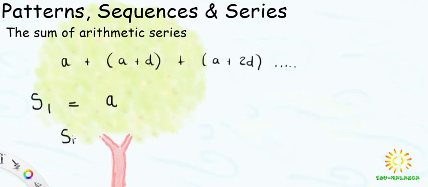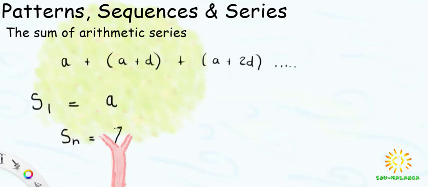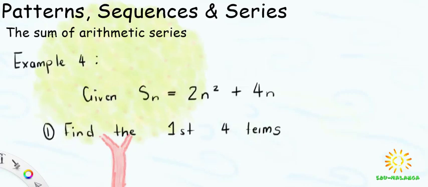You have Sn is equal to, we'll just rewrite it on the page, 2n squared plus 4n. So if you do S1 for this series, you're going to have 2 times 1 squared plus 4 times 1. And that's equal to, 1 squared is equal to 1, so you have 2 plus 4 times 1 is equal to 4 as well, which is equal to 6. So the first term of the arithmetic series, let me write my answer on the same page as the question, is equal to 6.